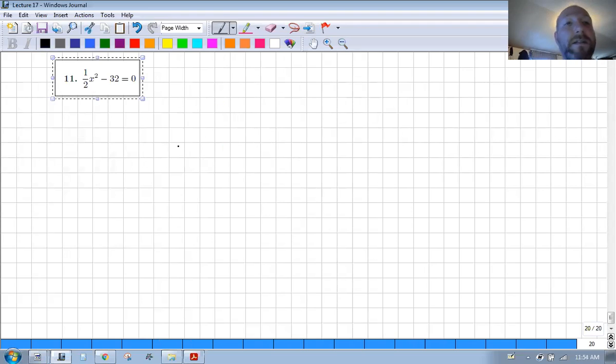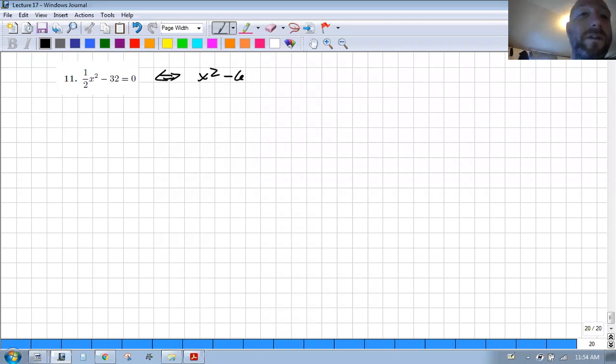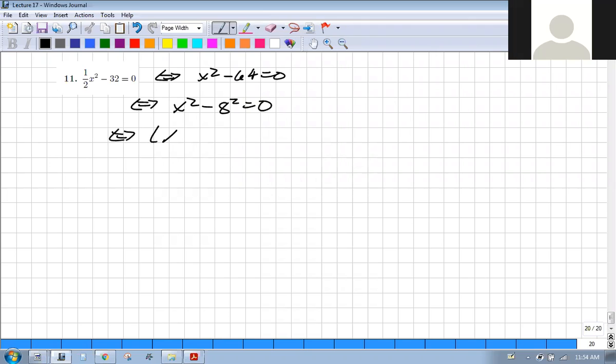All right, let's see. Let's multiply everything by 2. We get an x squared minus 64 is 0. 64 is 8 squared. So x minus 8 times x plus 8. So x is either plus or minus 8, right? If we set that equal to 0 and that equal to 0, one gives us 8, the other one gives us -8.